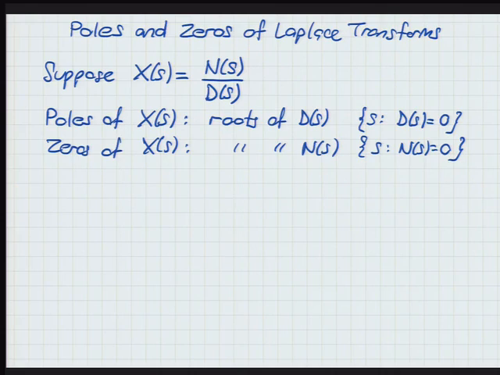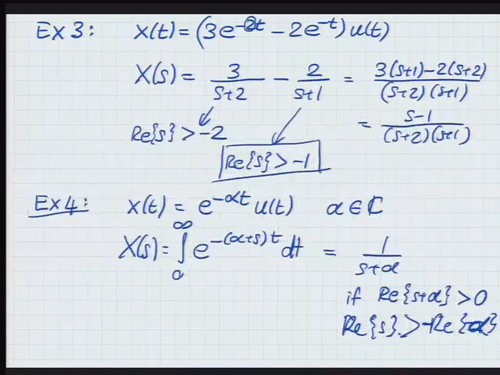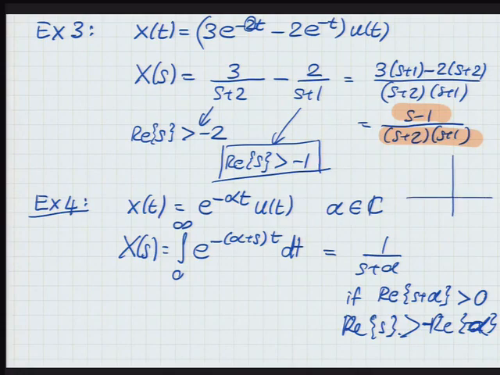So let's look at a couple of examples. Example 3 was this. Here, this was our x of s. So where is the zero? At 1. So what we usually do is we make a sketch of the complex plane, real part versus imaginary part, and put a circle where the zero is, and that is going to be here at 1.